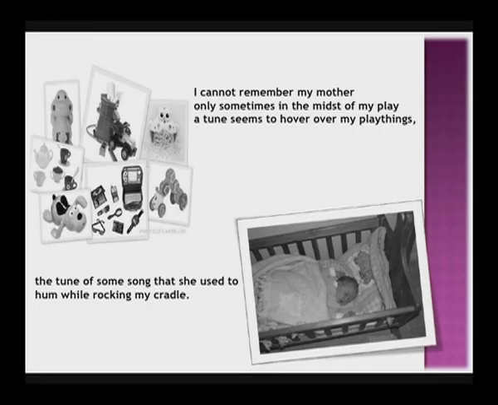So, let us look at the first 5 lines of the poem. I cannot remember my mother. Only sometimes in the midst of my play, a tune seems to hover over my playthings. A tune of some song that she used to hum while rocking my cradle.